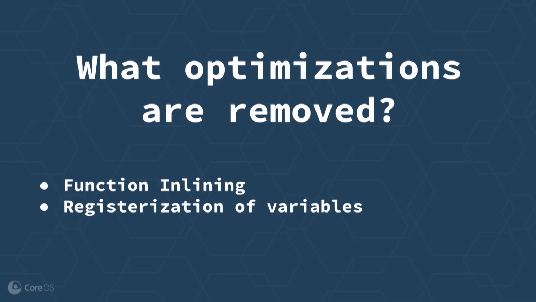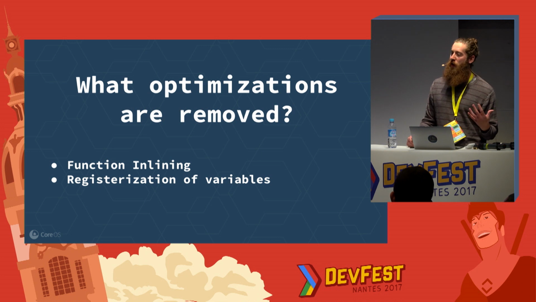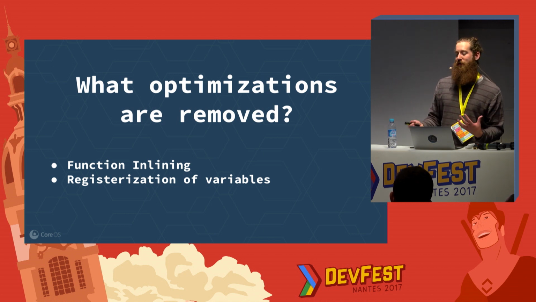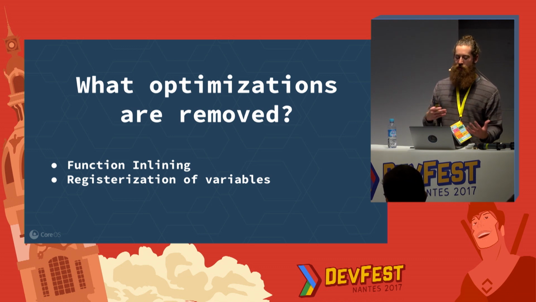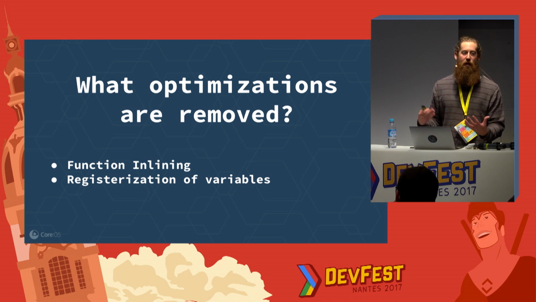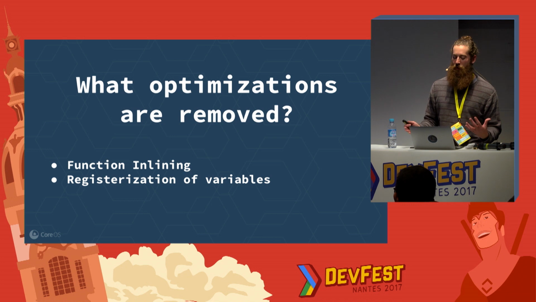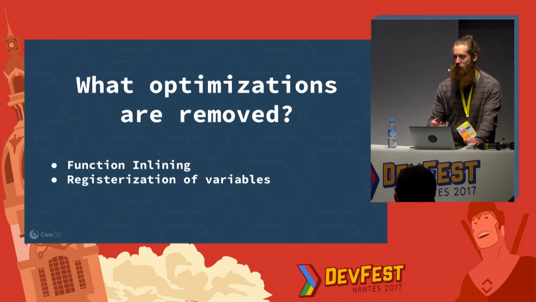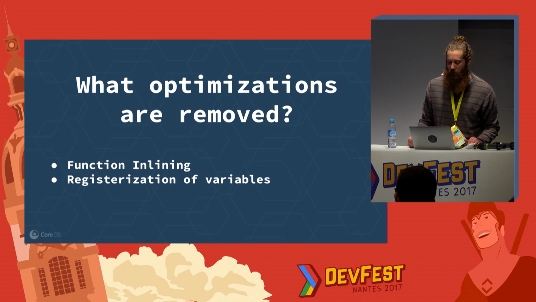So what optimizations are removed? I'll touch on this a little bit: function inlining and registrization of variables. The main reason is that the debug information the Go compiler and linker emit doesn't contain enough information for debuggers to sanely piece some of this back together. If it inlines a function, it's not really able to convey to the debugger what's going on. If it switches a variable from the stack into a CPU register, again, it's unable to fully convey that properly to debuggers. So we just turn all of that off, do stack-based function calls, and remove function inlining as well.